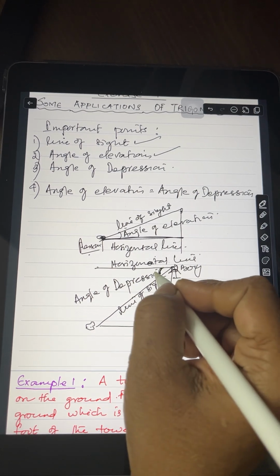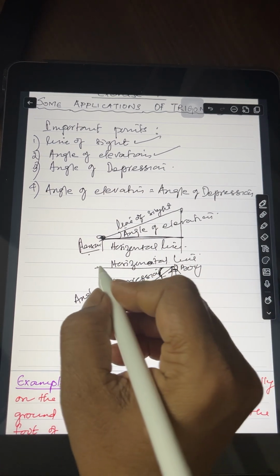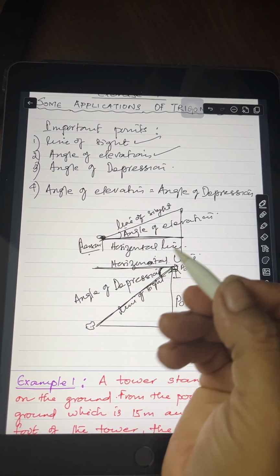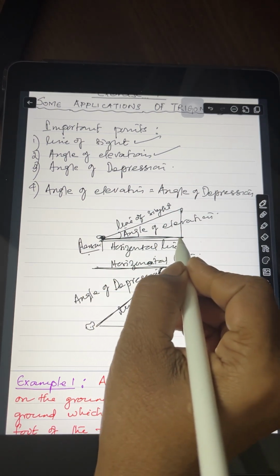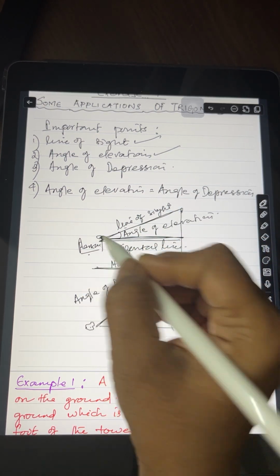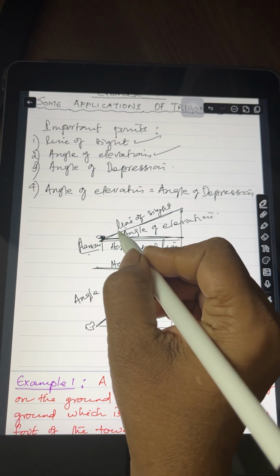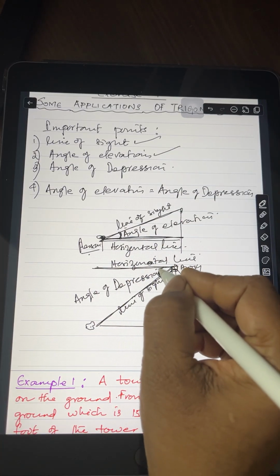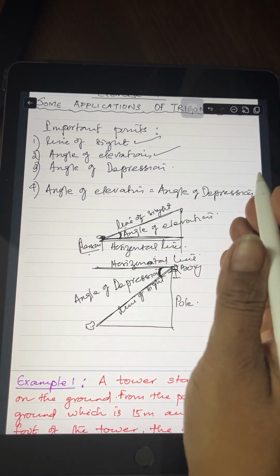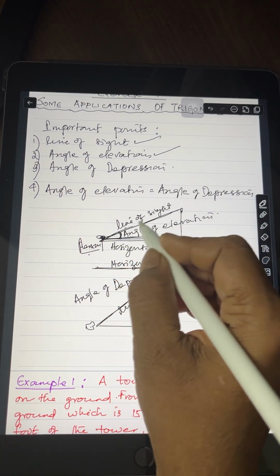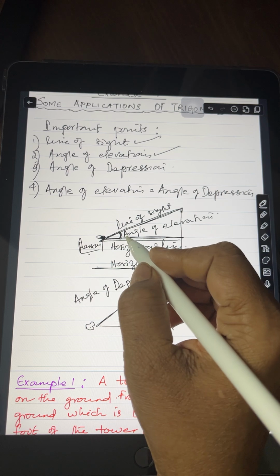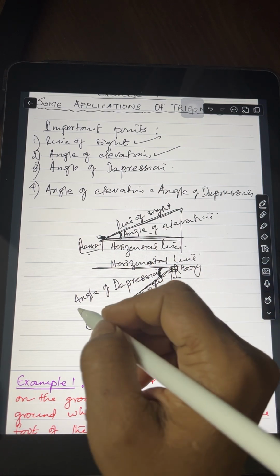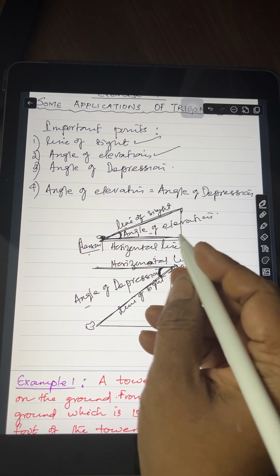So always the angle will be between the horizontal line and the line of sight, wherever it is. Between those two, you will get an angle. When the line is going up, then it is the angle of elevation. When the line comes down, then it is the angle of depression.